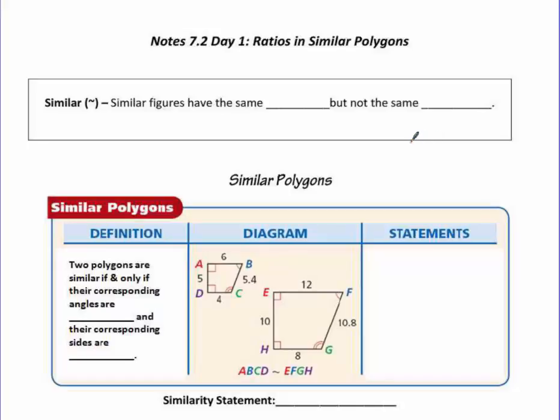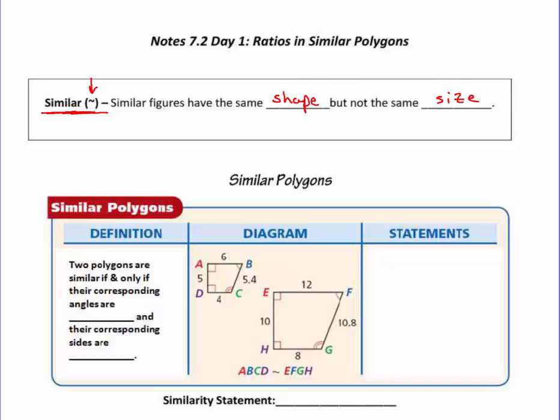Okay, we just started talking about ratios and proportions, and now we're going to talk about ratios and polygons, because that's what's going to make it more of a geometry thing than just the algebra part that we've been doing. The first thing we need to know is what the word similar means, and recognize this little symbol here. It's kind of like the top of a congruent symbol, but without the equal sign. And so similar figures have the same shape, but not the same size.